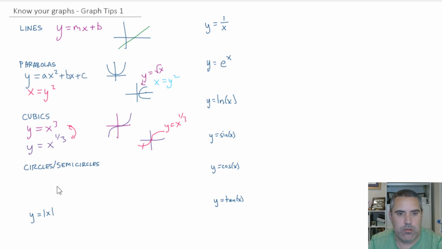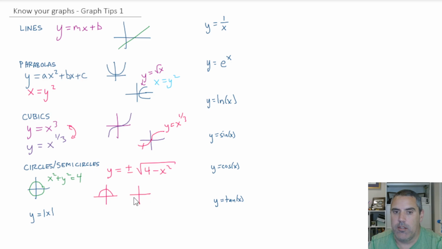In terms of circles, there's just a comment to make, which is we often are working with only part of a circle. So let's say you have x squared plus y squared equals 4. You can solve for x or y. If you solve for y, you get this plus or minus feature. And that's the upper and lower semicircle. So you get the upper semicircle, that's the positive y's. And you get the lower semicircle, that's the negative y's.